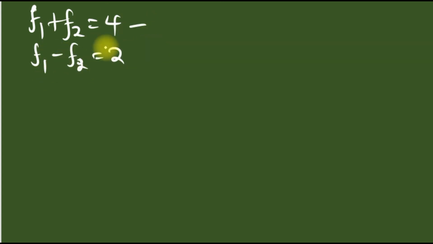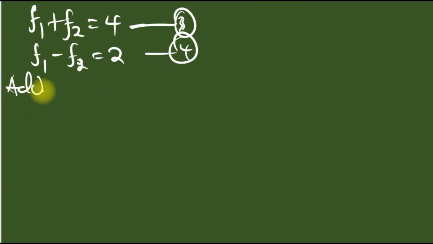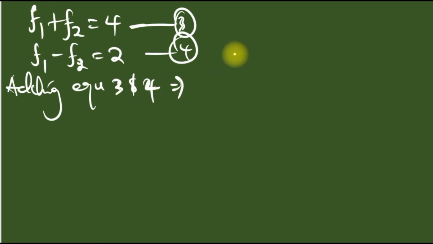So solving equations 3 and 4 simultaneously, let's do it by elimination. Adding, F1 plus F1 is 2F1, which equals 4 plus 2, which is 6. Therefore, F1 is 3.